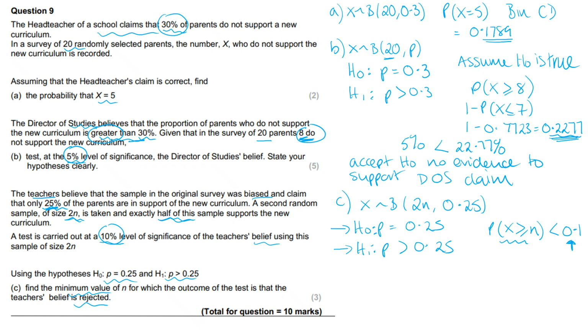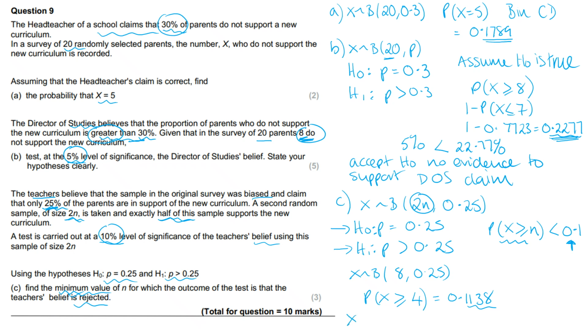So what you need to do is just go on your calculators and find a value. So we can say X is binomially distributed. Start with a low value here for the 2n, because we're trying to find a minimum. So let's try that 2n is 8 and 0.25, then what would be the probability of X being bigger or equal to half of 8, which is 4? And if you do that on your calculator, that comes out to be 0.1138, which is 11.38%. So that's too big because that would not be in the critical region. We need this to be less than 0.1.